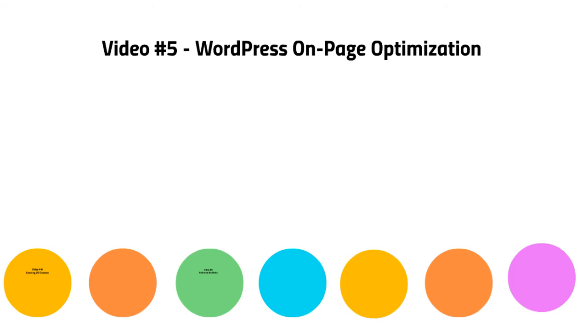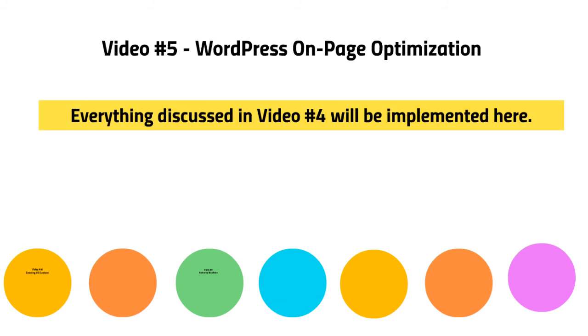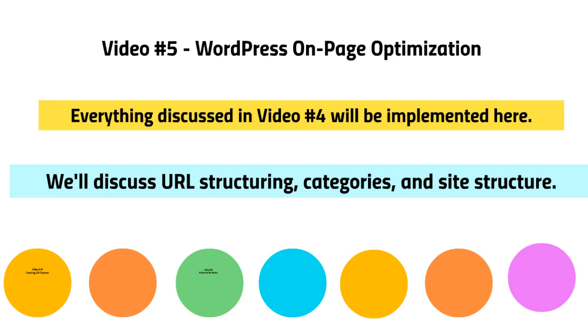We are going to talk about WordPress on-page optimization, and we are going to do everything that we discussed in video number 4, and that will be implemented here. So we'll be discussing the URL structuring, categories, as well as site structure.